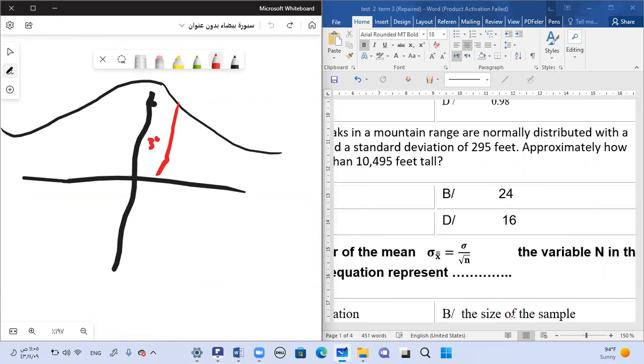The areas are 34%, 13.5, and 2.5. Normal distribution, chapter 11.